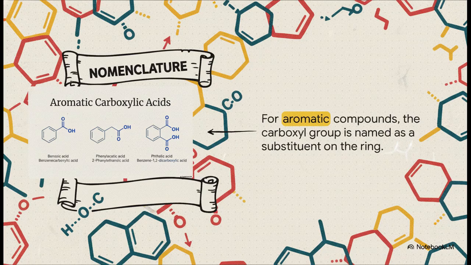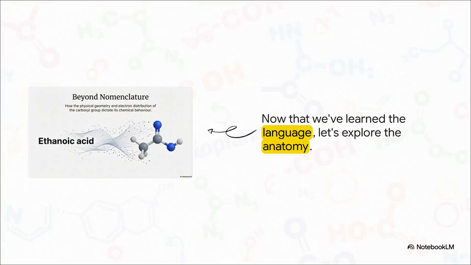And this system isn't just for chains. It works for aromatic rings, too. The simplest one is benzoic acid, but its proper IUPAC name is benzenecarboxylic acid. If you've got two groups, like in phthalic acid, you just number their spots on the ring, benzene-1,2-dicarboxylic acid. The logic just keeps on working. Okay, so I think we have a pretty good handle on the language now.